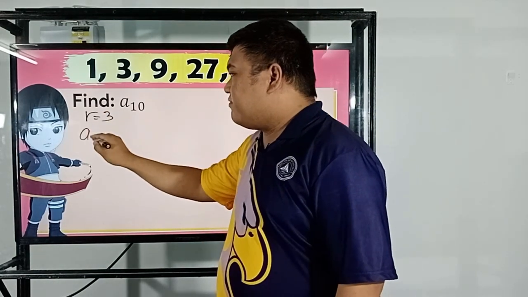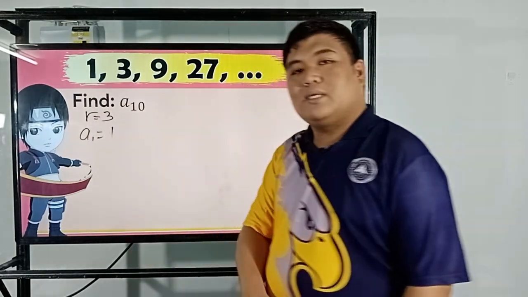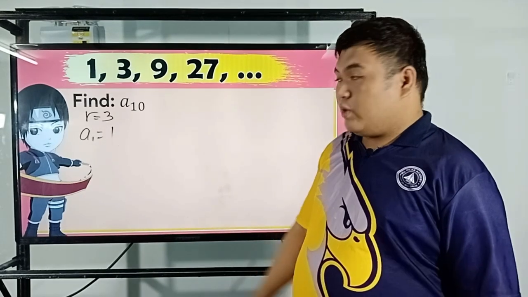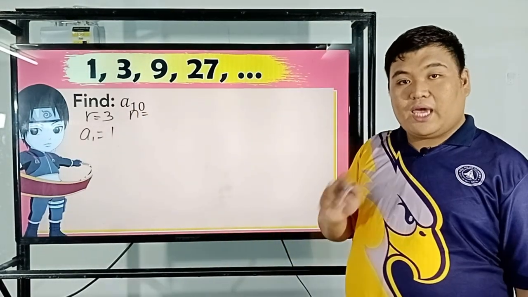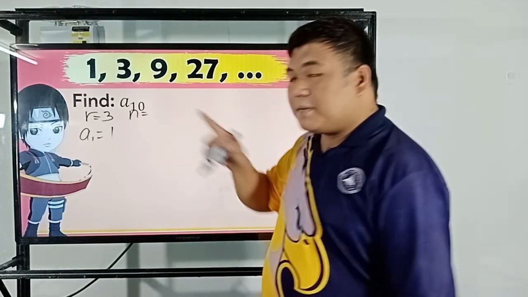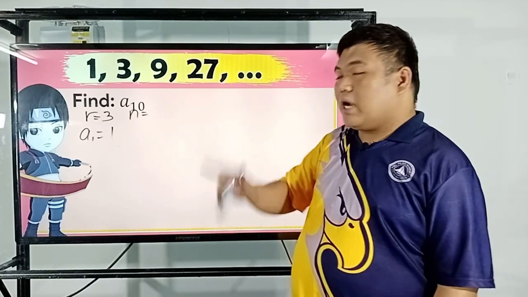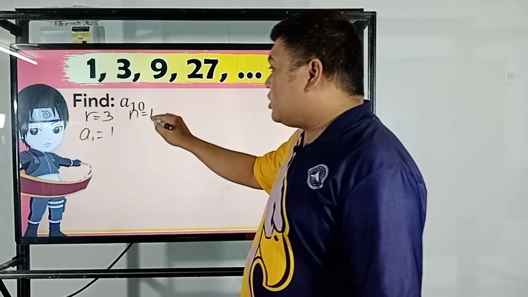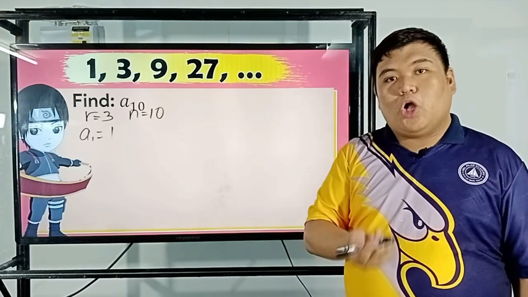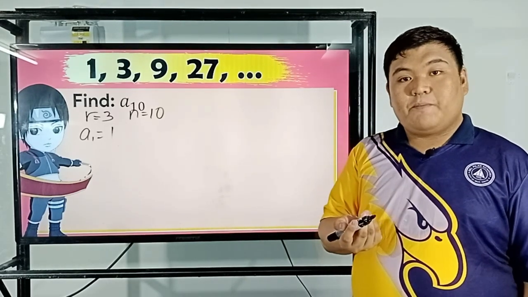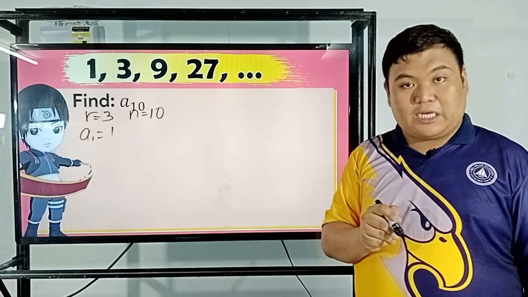O, the first term of the sequence. Ano yung first term? That is 1. Ano pa? We have yung n. O, ano ba yung magiging value ng n? N ay the same dun sa naka-subscript kay hinahanap. Since hinahanap ang 10th term, so therefore, ang value ng n is also 10. Now, in solving, always start with your formula para alam nyo kung ano po ang isa-substitute.